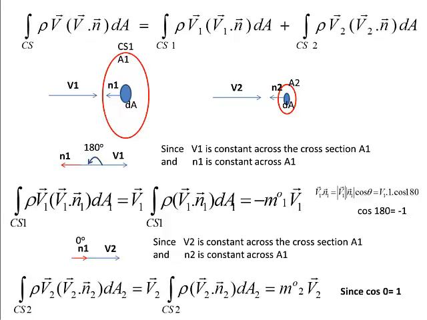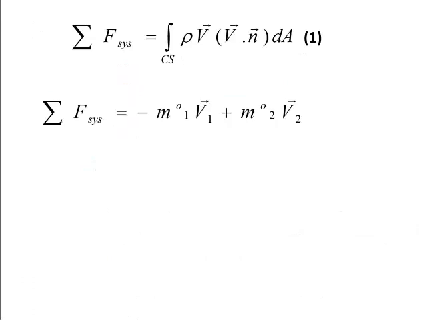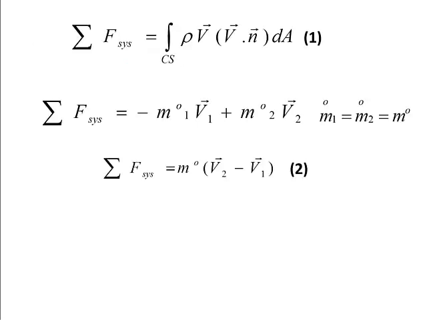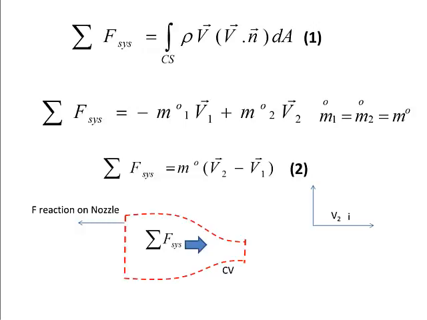Substituting these back into the momentum equation, we can simplify equation 1 to equation 2. In equation 2, sigma F system is the sum of all forces acting on the system when it is flowing through this control volume. In this case, the force acting on the fluid system is in the positive i direction. Therefore an opposite reactive force will be experienced on the control volume fixed on the nozzle. To balance this force, a reactive thrust of the same magnitude will be developed on the stand.